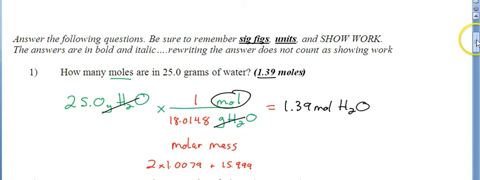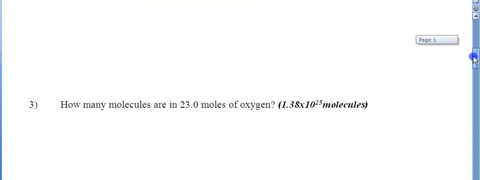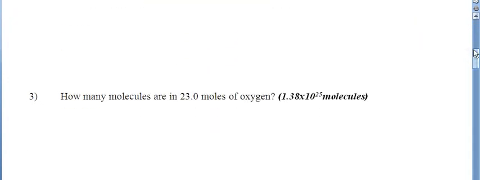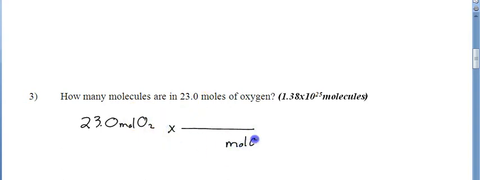Another type of problem that you can do here, skip down to number 3: how many molecules are in 23 moles? So as opposed to how many grams, now we're talking about moles. Same thing, 23.0 moles of oxygen, diatomic. X line, drag down the unit. That does not change. We're trying to get to molecules.